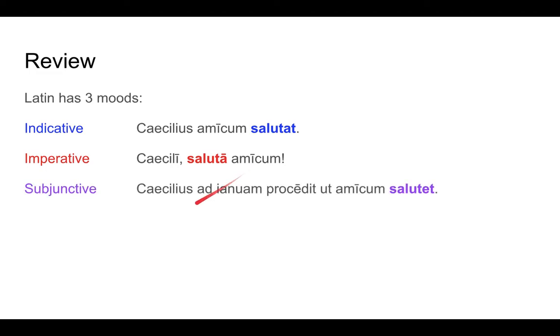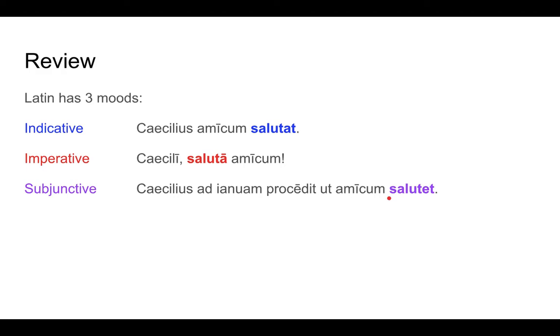The subjunctive was the third mood we learned, and it is used for subordinate clauses or subordinate verbs in some way, or verbs that express potential or hypothetical action. Caecilius ad ianuam procedit ut amicum salutet, and that salutet right there, you can see it's spelled differently from salutat. It's in the present subjunctive. Caecilius proceeded to the door in order to greet his friend. It's being used in a purpose clause there.